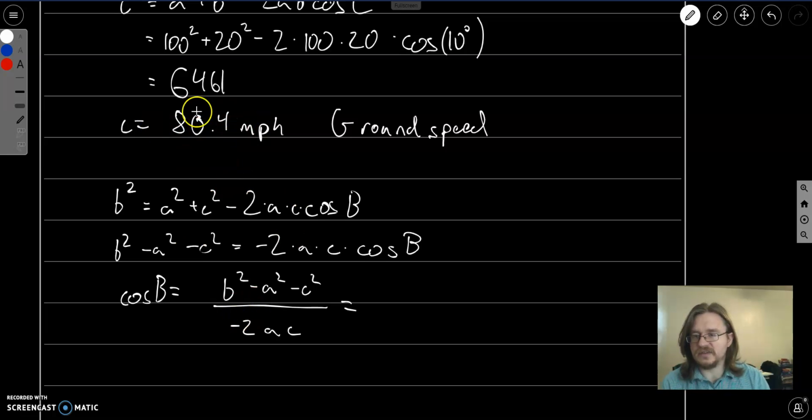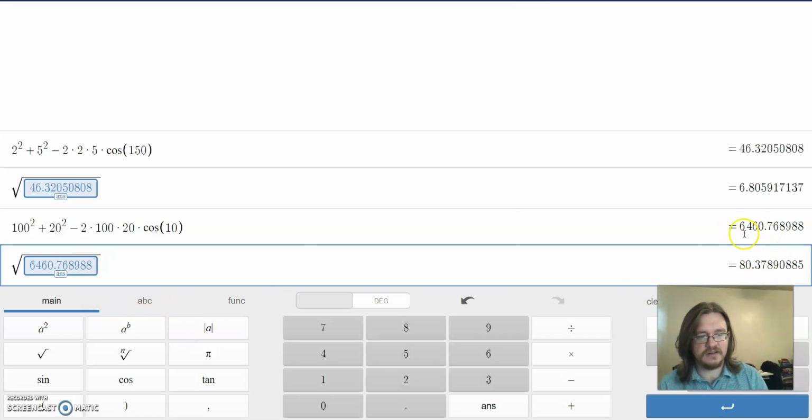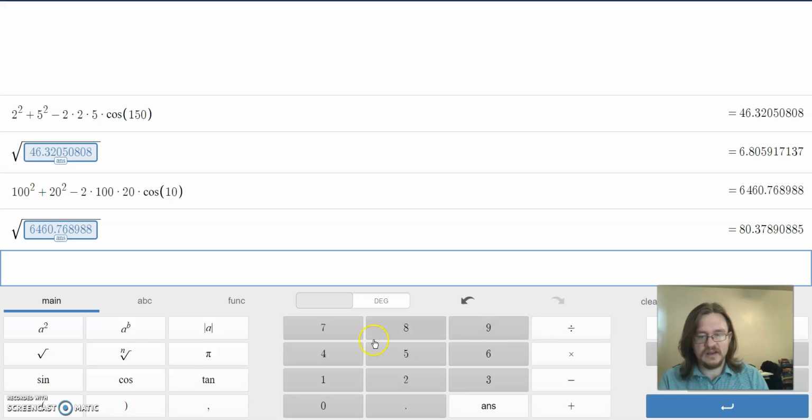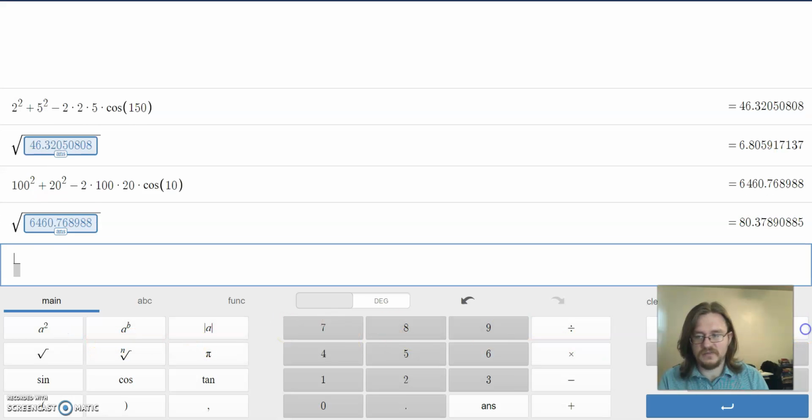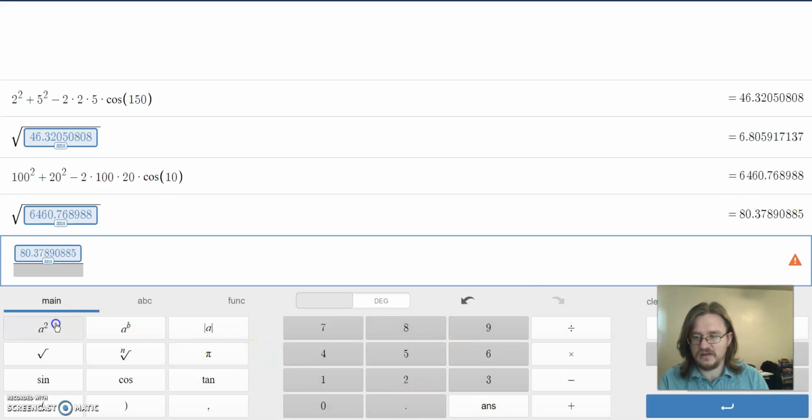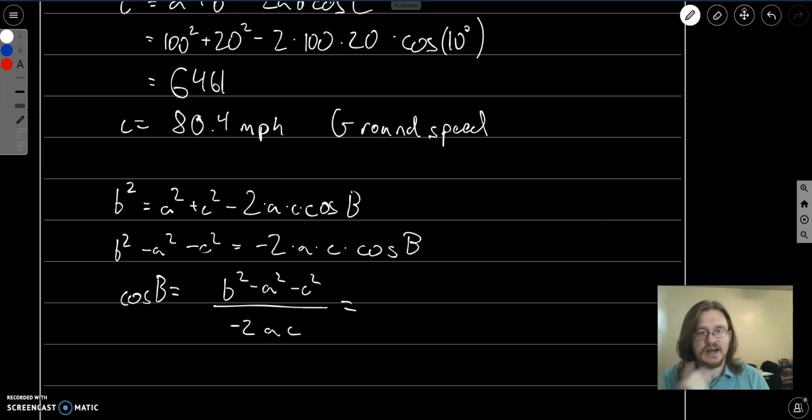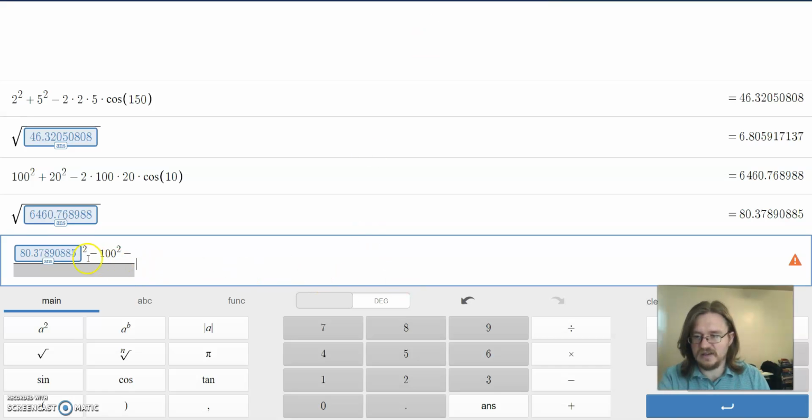We have b squared, which we still have in our calculator. So what I'll do is I'll just hit enter. So this was our b. So I'll put this into a fraction, and I'll take this guy squared minus a squared minus, oh, excuse me, it was b squared, wasn't it? I have already made a mistake.